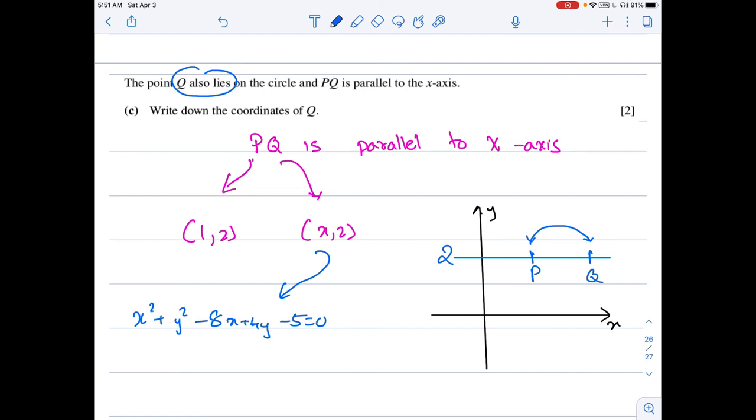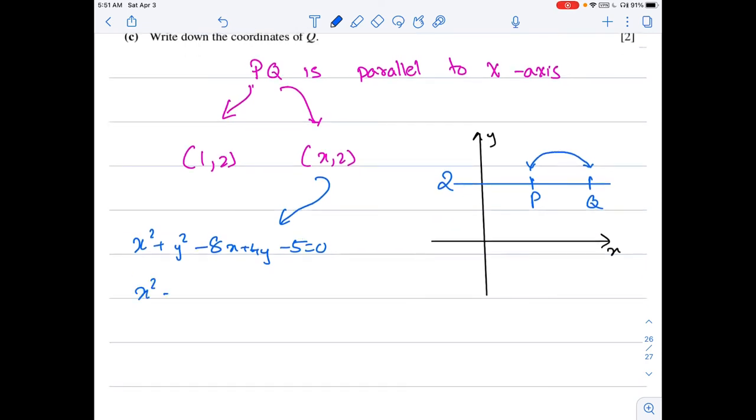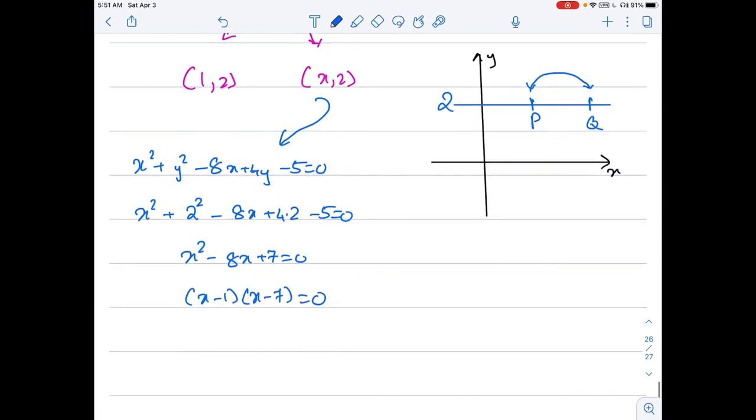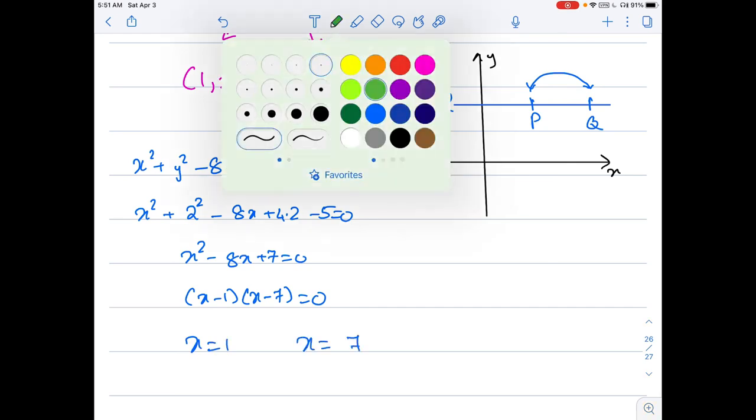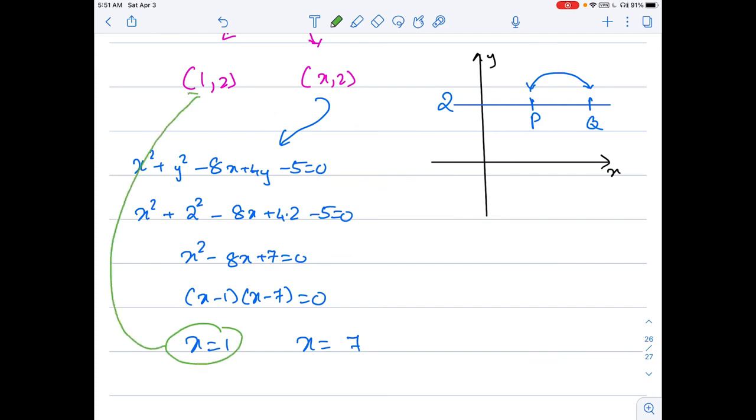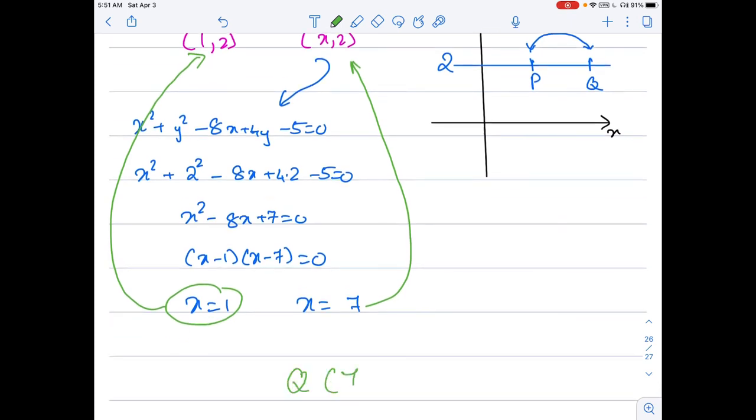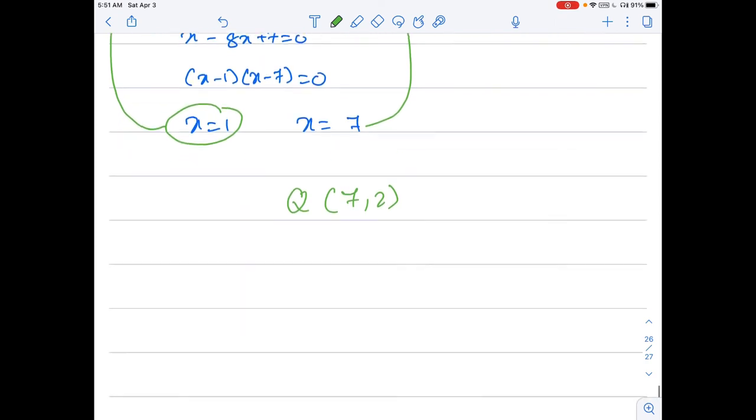So Q lies on the circle. When I substitute, x square plus 2 square minus 8x plus 4 times 2 minus 5 is equal to 0. So I get x square minus 8x plus 7 is equal to 0. So I got a quadratic: x minus 7, x minus 1 is equal to 0. So x is equal to 1 and x is equal to 7. Clearly x is equal to 1 has been used for P, so x is equal to 7 should be used for Q. So what will be the point Q? 7, 2. That is the answer.